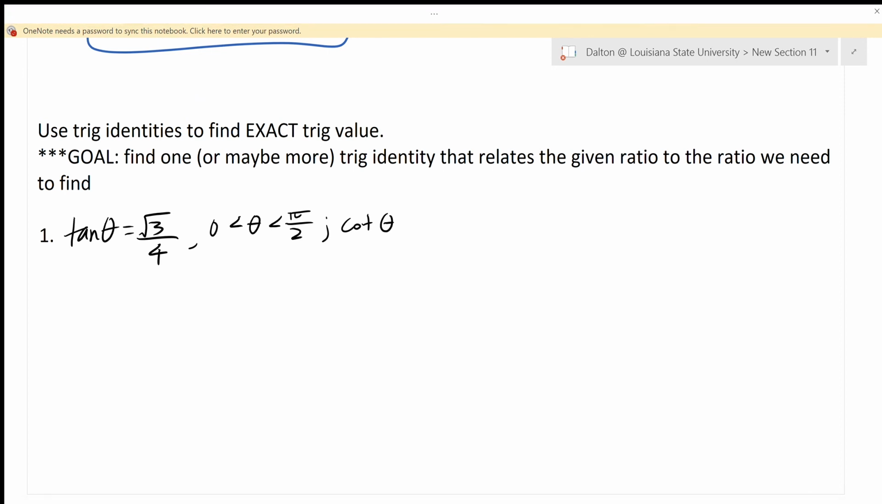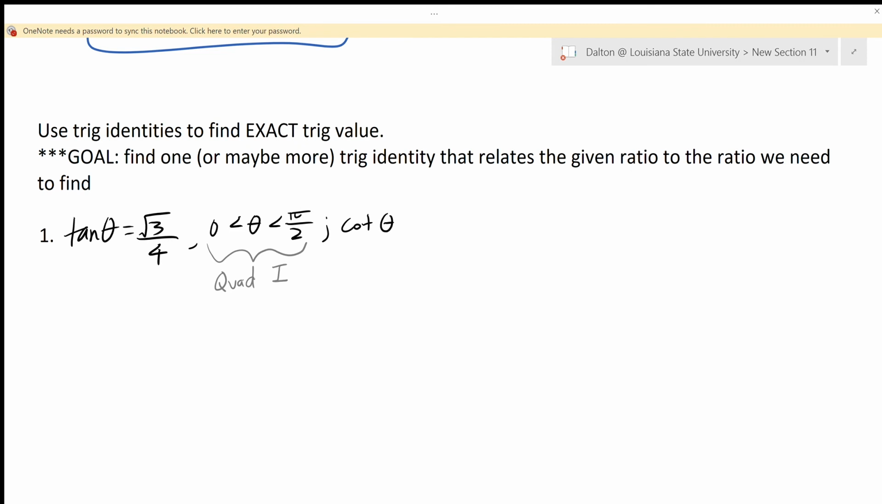The first thing I want you to do every single time is to figure out what quadrant you're dealing with. And that's going to be from this given piece of information. Where is theta between 0 and pi over 2? What quadrant? The first quadrant. So quadrant 1. Now, what's important about this is that the given ratio must be satisfied in quadrant 1, and your answer must be satisfied in quadrant 1. So what I mean by that is you can't have an answer that is outside of that quadrant.